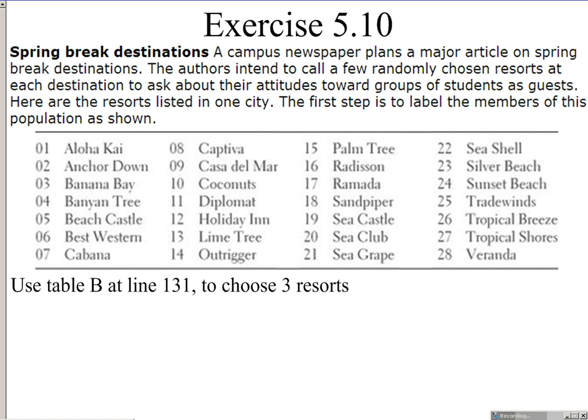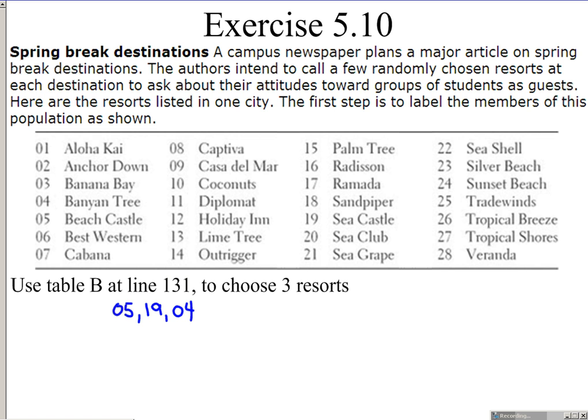Use table B. Go to your book, look at table B, look at line 131, and choose 3 resorts. So we're looking at the numbers in pairs. Our first one that we are going to select is 05. Anytime we get something that isn't 01 through 28, you go to the next group of 2 numbers. So make sure you're looking at each one in groups of 2. If it's something larger than 28, you just move on to the next group of 2 and so on. The first 3 that you should get are 05, 19, and 04.